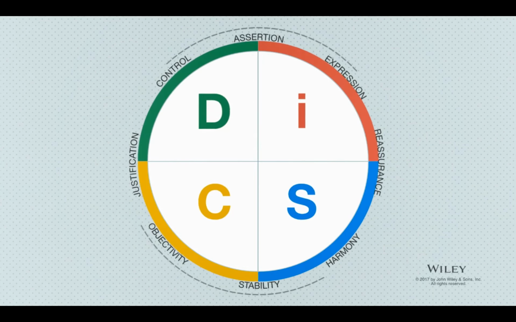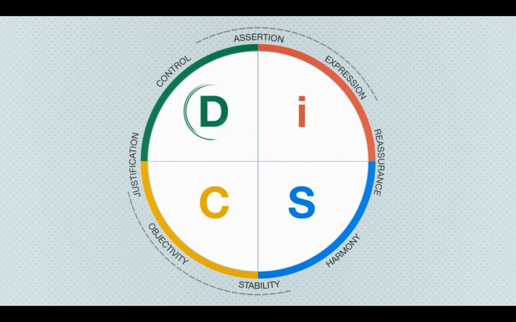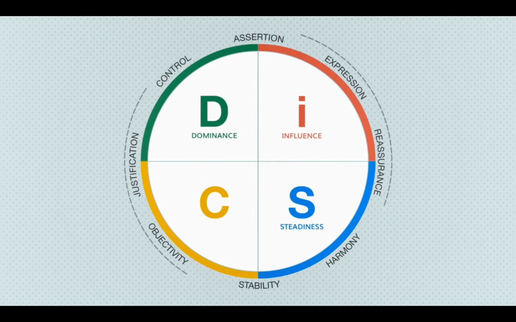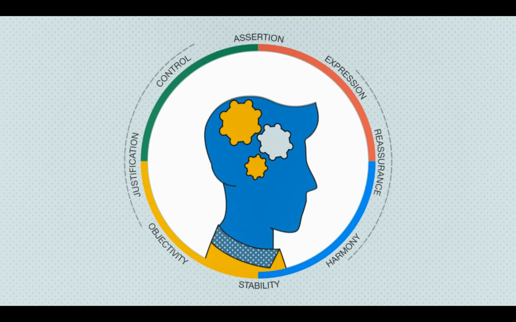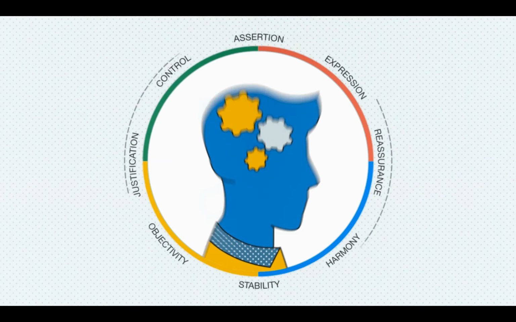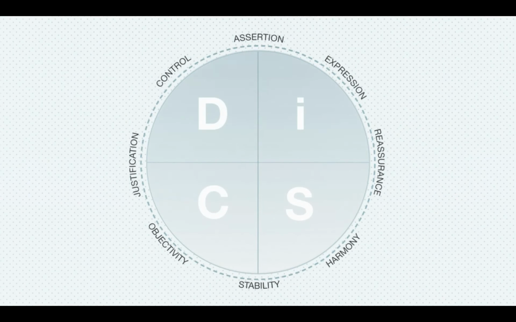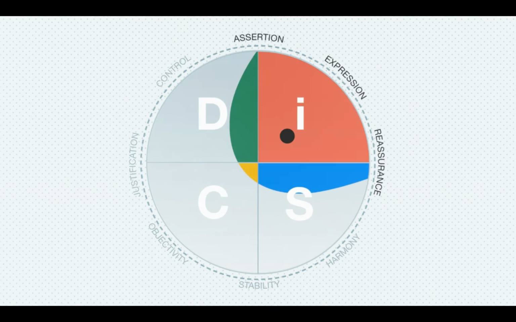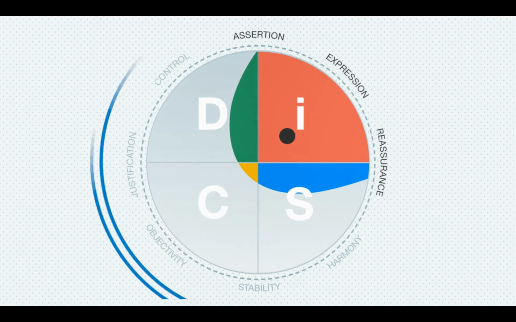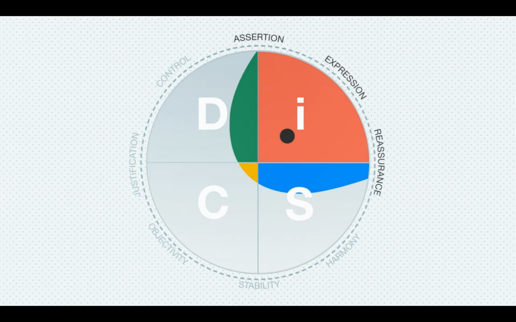It describes 4 basic styles. D, dominance. I, influence. S, steadiness. And C, conscientiousness. Each of these experiences and processes conflict differently. Here's how it works. First, everyone has a dot. That dot tells you your DISC style. And these words around the circle, they're called priorities. Together, they tell your story in conflict.